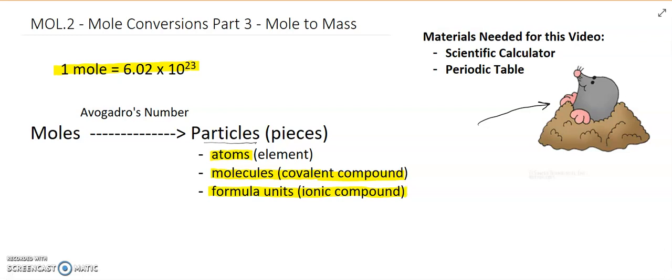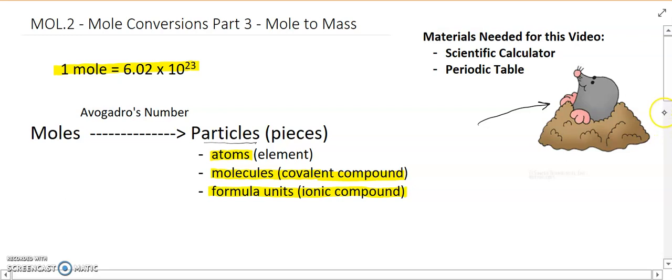So the materials needed for this video are going to be a scientific calculator. Again, if you don't have a scientific calculator, Google scientific calculator, and you'll come up with a scientific calculator that works great for you to be able to use. And you're going to need a periodic table.